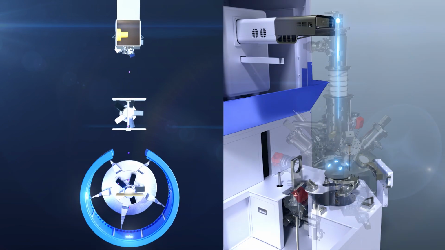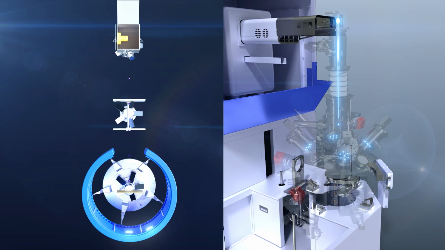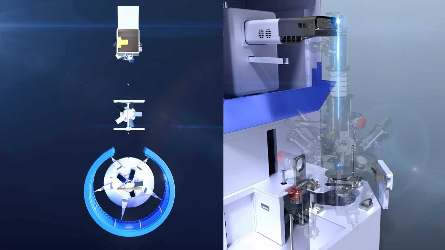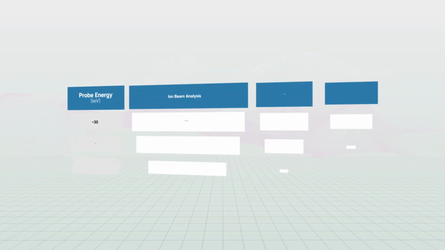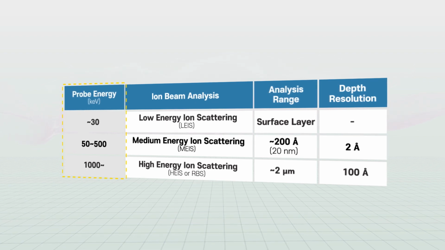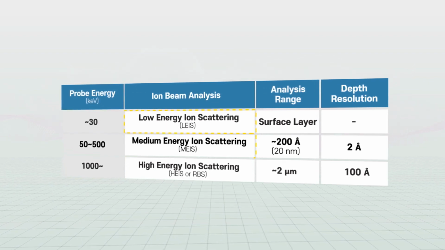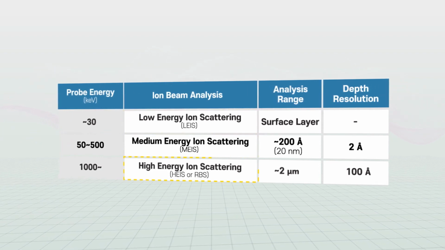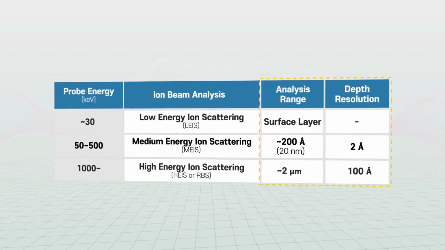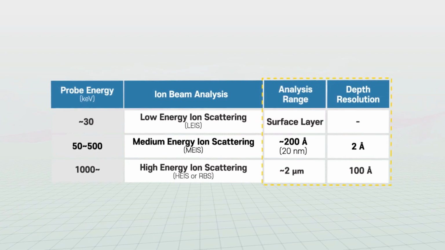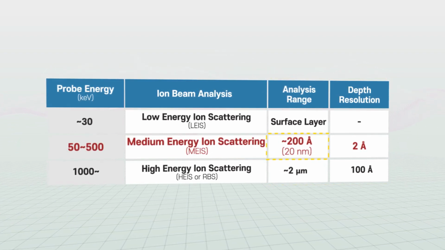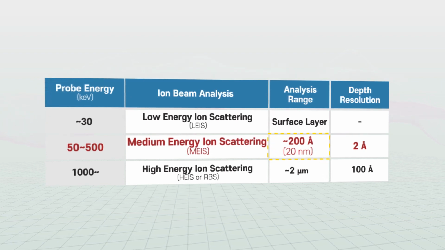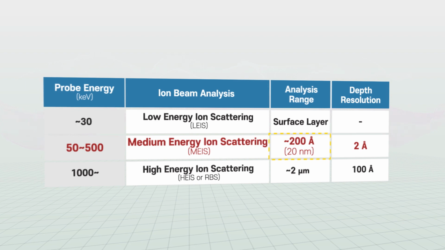The modern ion scattering spectrometer was developed to measure even minute variations in the energy of scattered particles, a further improvement over the Rutherford experiment that measured only the number of scattered particles. Ion scattering spectroscopy is classified into low, medium, and high energy ion scattering according to the incident ion energy, and the measurable depth and depth resolution differ depending on the energy range. Among them, medium energy ion scattering, or MEIS for short, has a measurement scope of approximately 20 nanometers and a depth resolution of approximately 2 angstroms for the atomic layer, which is remarkable.